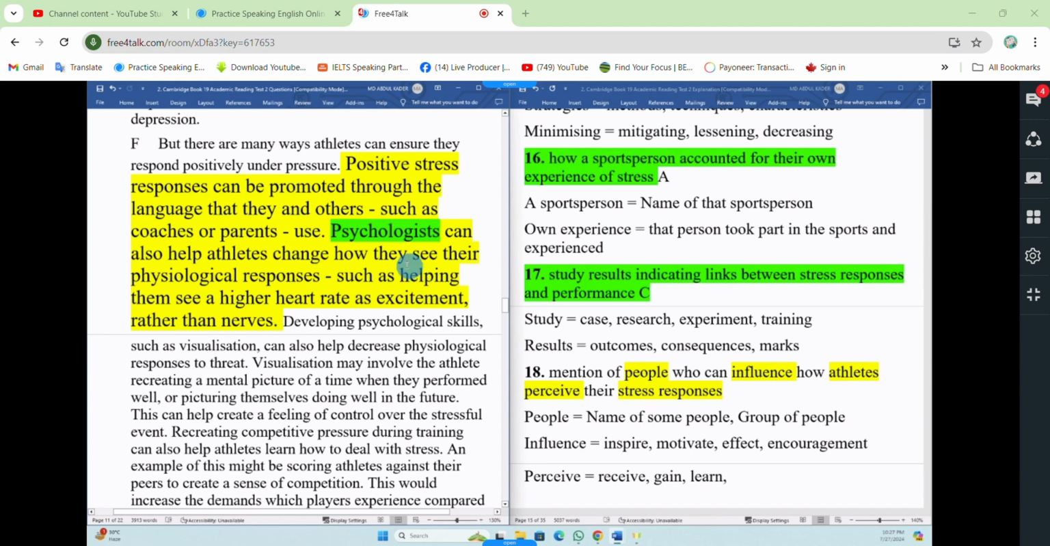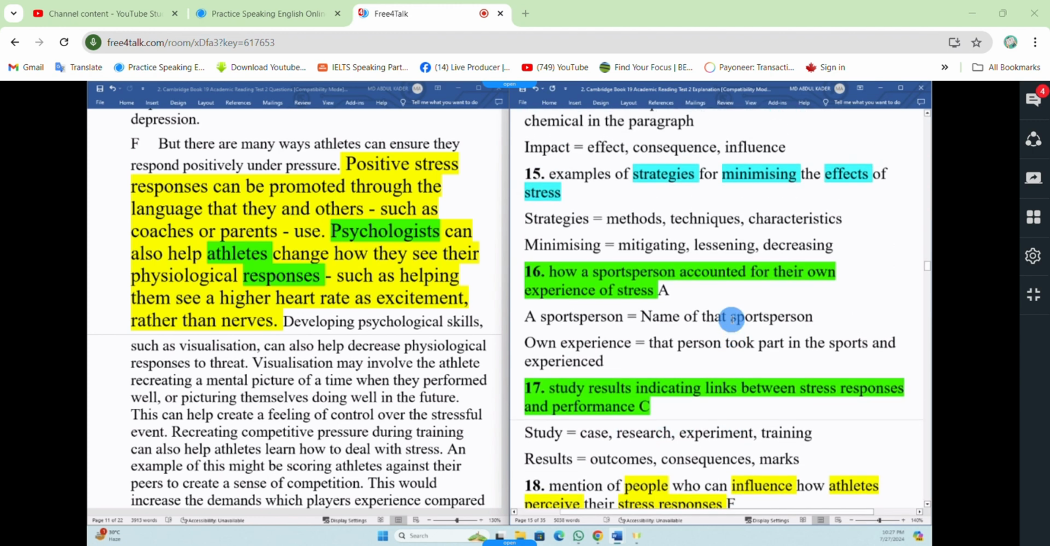So here we've got psychologists. They can influence the athletes. Yes, here we've got the next keyword, athletes: how athletes perceive their stress responses, how they see physiological responses. That means from this line we are going to have one answer for question number 18. Paragraph F is our answer.